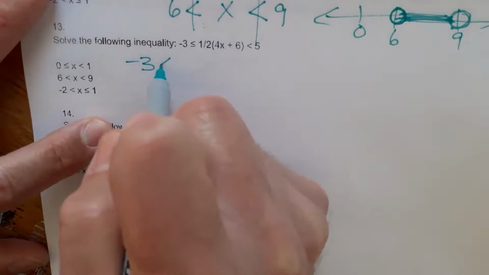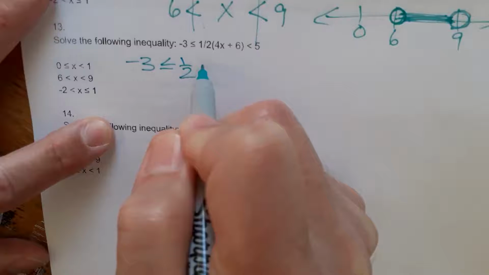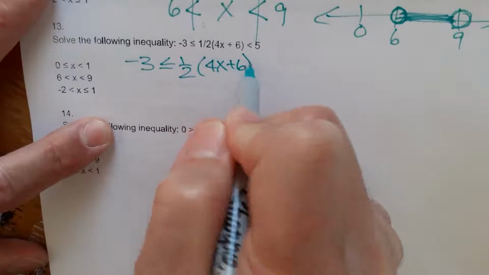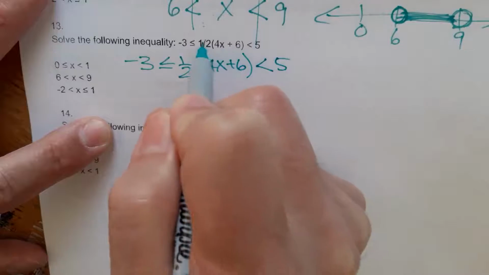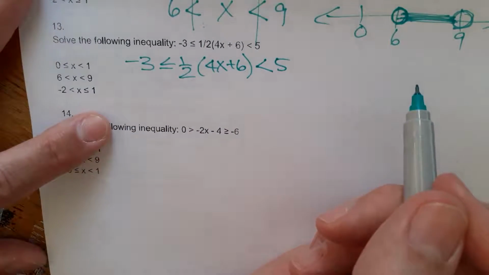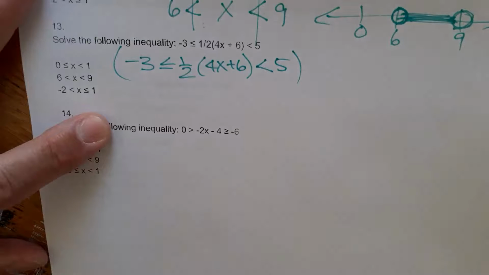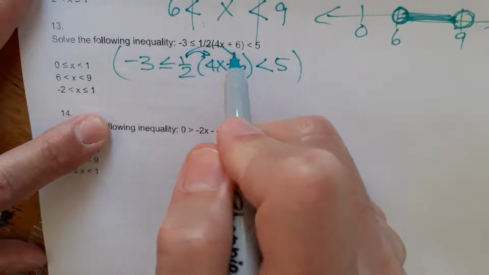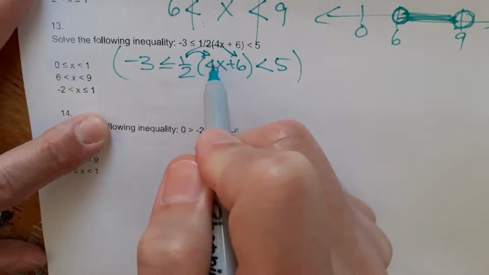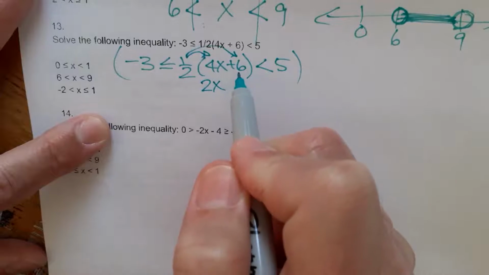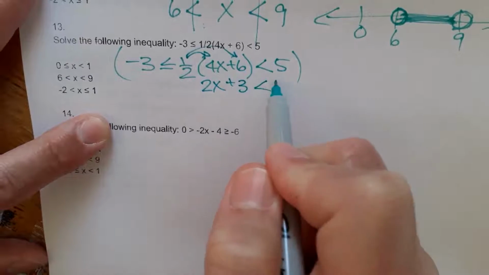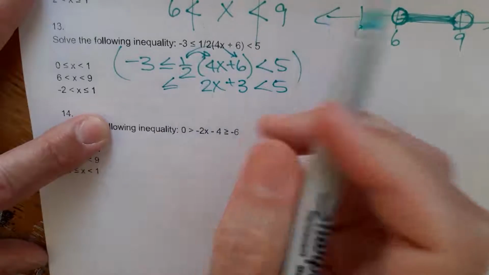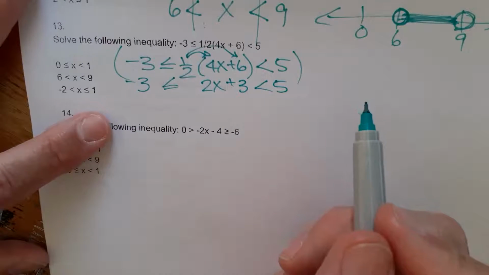So here we have negative 3 is less than or equal to 1/2 (4x plus 6) is less than 5. Did I write that right? I think so. What I might do in this one is multiply through by 2. No, I don't even need to do that. Let's just go ahead and distribute here. Fortunately, they gave us a 4 and a 2. So 4 divided by 2 is 2x, and 6 divided by 2 is plus 3. There we go. I like that way a little bit better. If the fraction were a little bit gnarly, we would do a different direction. But let's stick with this for now.